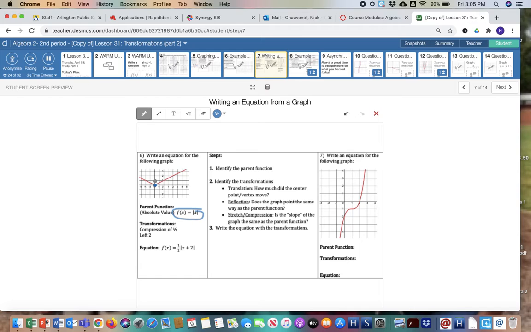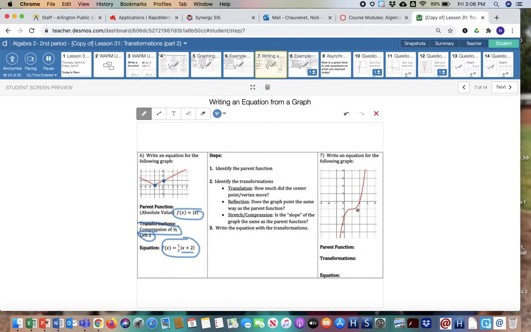So from here we go up 1, right 2. Normally you should go up 1, right 1. Because we went up 1, right 2, that means there has to be a compression of 1/2. So we had a compression of 1/2, and we went left 2. So there should be an x plus 2 here on the inside, then a 1/2 on the outside. Because remember, we put that number on the outside for the stretch or compression. In this case, it was the compression, so we had the 1/2, in other words, just like the slope.